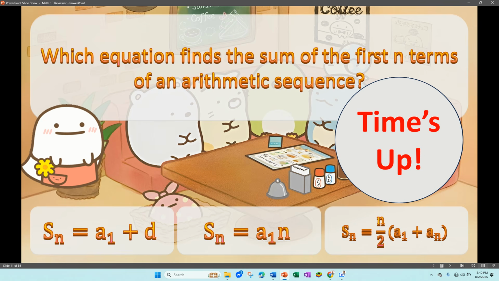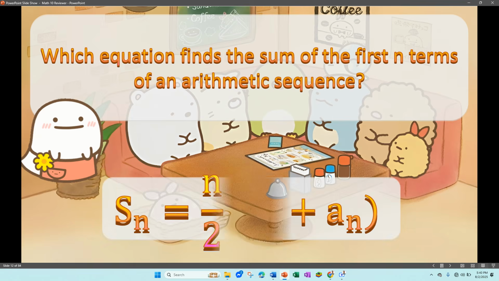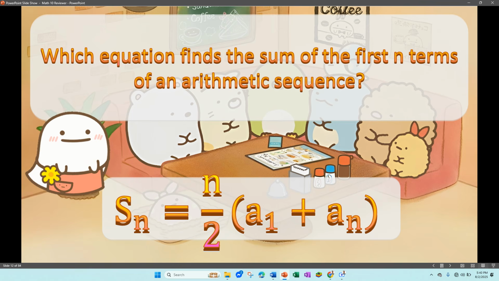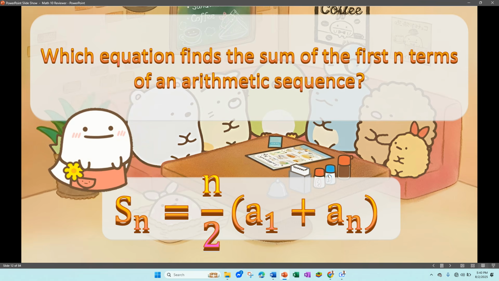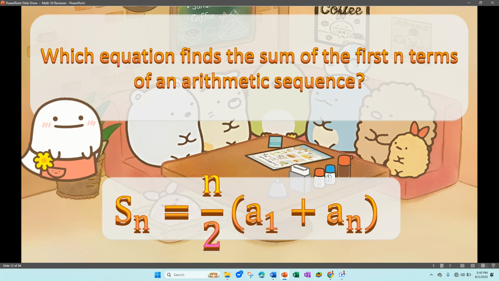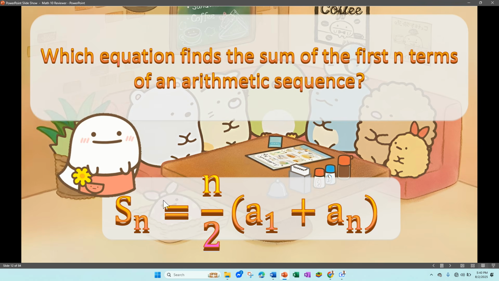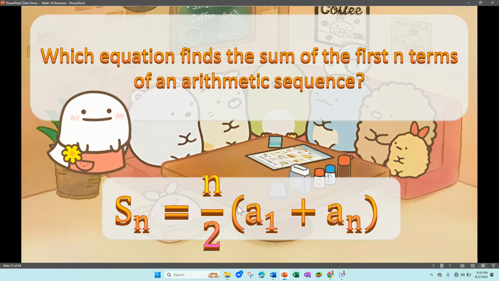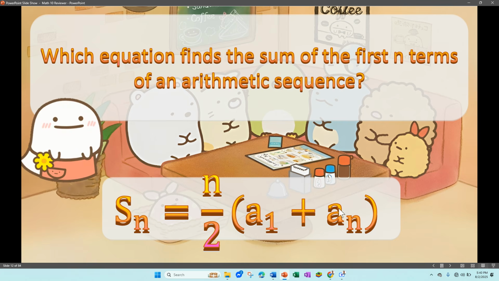Time is up. So the correct answer is letter C, which is S sub n is equal to n over 2 times the quantity of a sub 1 plus a sub n. Now, meron po tayong dalawang formula when it comes to the sum of the first n terms of an arithmetic sequence. So, ito po yung una at yung pangalawa po is S sub n is equal to n over 2 times the quantity of 2 a sub 1 plus the quantity of n minus 1 times the difference.